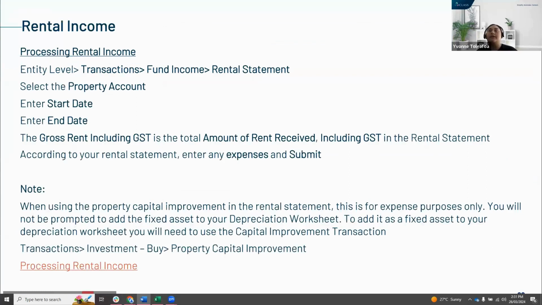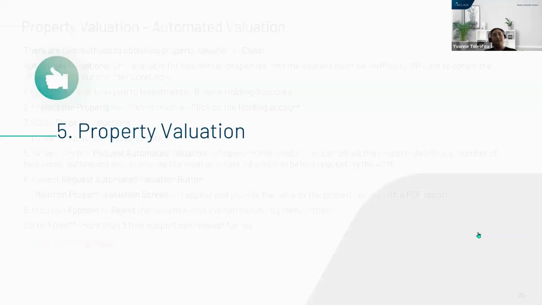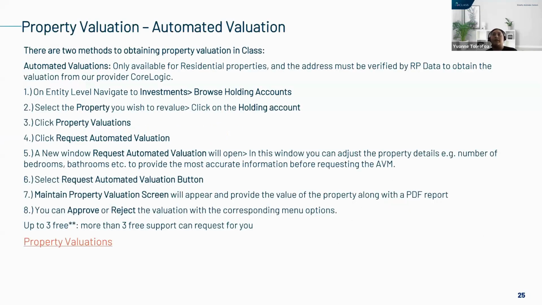Okie doke. So assuming now we've processed our daily transactions and we're ready to prepare the fund for year end, one of the steps we must complete is revaluing our investments. And in this case, we'll be revaluing our property account. So in Class, there are two ways that you can value properties. The first is using automated valuations, which are available for residential properties only at the moment.